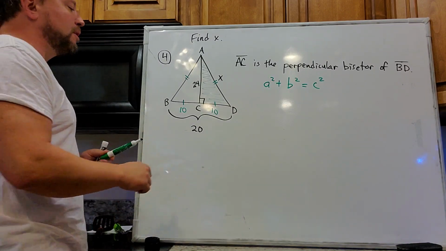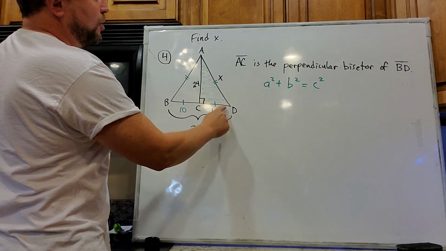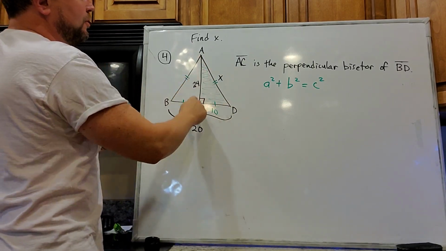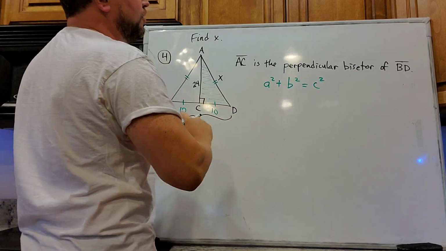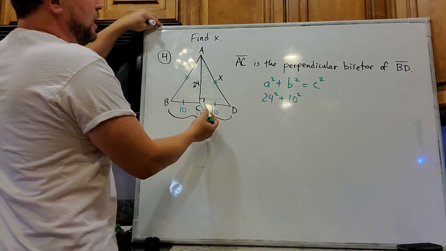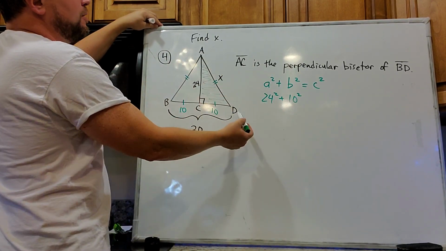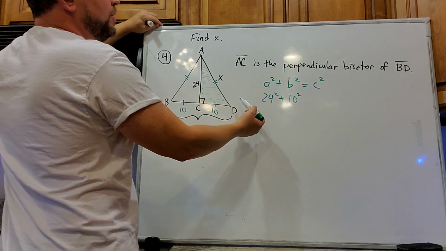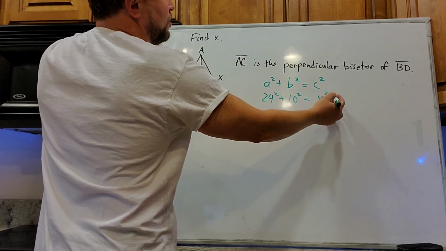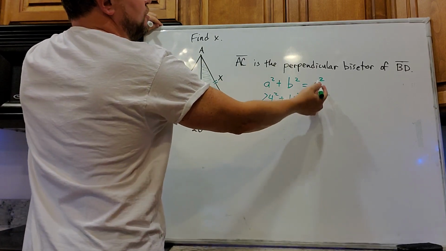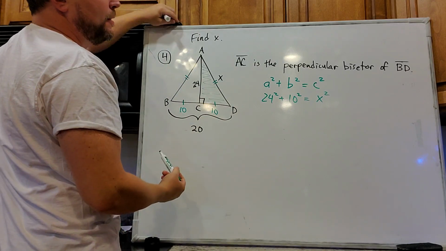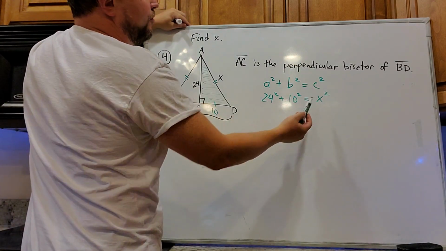All right, so let's do that. The 24 and the 10 are both legs. The legs are always the 2 that make up the right angle itself. So 24 and 10 are going to go in for the A and the B. Directly opposite of the right angle is always the longest side on a right triangle, known as the hypotenuse. And that's the C part over here. So X is our C. So it's going to already be by itself over here on this side of the equation. All right, so now let's go ahead and solve for this x.